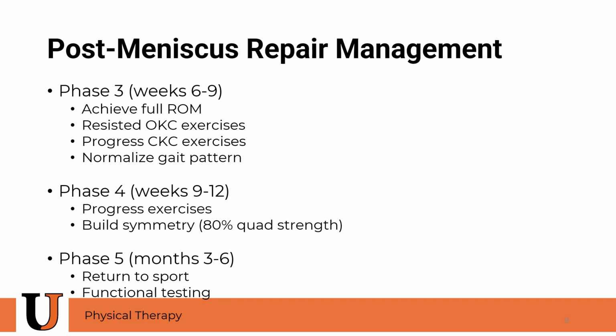Phase 4 is weeks 9 to 12. Here we want to continue progressing all the exercises we've already been doing. And one of the goals that we should be achieving here is continuing to work towards symmetry, so 80% quad strength compared to the contralateral limb.